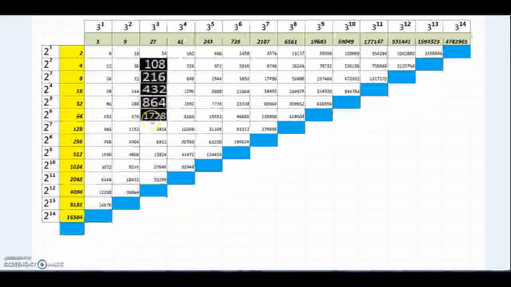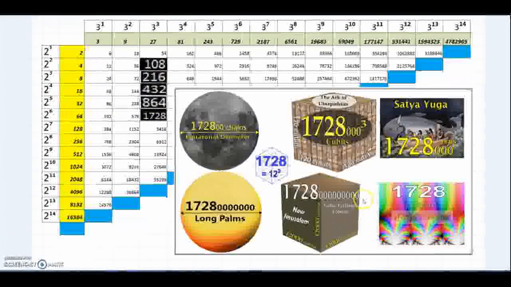Now if we multiply by 2 again, staying on this column of the harmonic numbers, 1728. Well, New Jerusalem and the Ark of Utnapishtim, or Preserver of Life, once again 1728, describing its cubic, its three-dimensional volume is 1728. The Satya Yuga, 1,728,000 years. 12 cubed. But again, the Sun and the Moon. So we're getting again these descriptions.